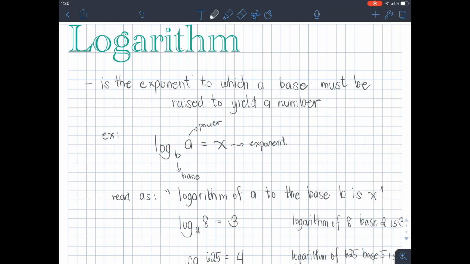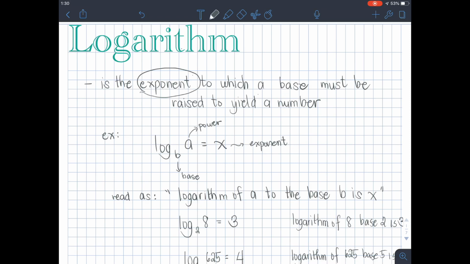Okay? So let's define first logarithm. Logarithm is the exponent to which a base must be raised to yield a number. So, from the definition pa lang, mapapansin niyo, meron tayong ginamit agad na exponent. Kasi related nga yung topic na exponent sa logarithm.